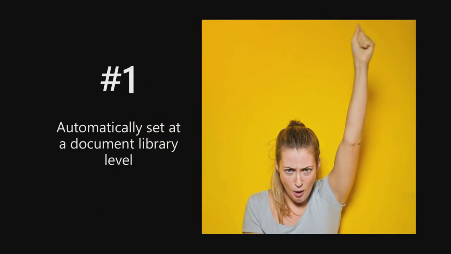Number 1, you can automatically set it at a document library level. So what this means is everything within the library by default will have that label. And you can apply it to net new documents coming in, as well as if you do this after the fact, when there's already documents in a library, it can apply to them as well. Won't apply to folders within there, just at the document level.